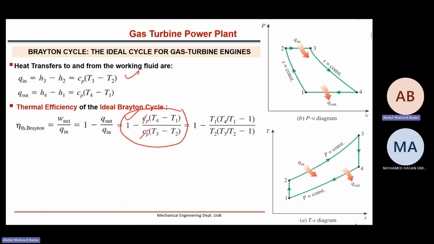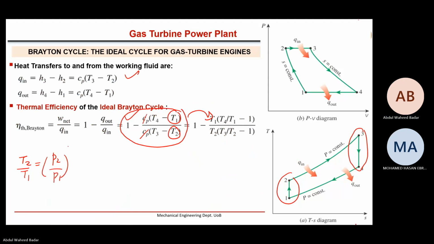Now let's convert this equation into a form which is easy to interpret. So here T1 is taken common, here T2 is taken common. Okay, then we get this thing. Now see, this is an isentropic process. This is also isentropic. So for an isentropic process and for ideal gas and for constant specific heat, this was the equation, right?